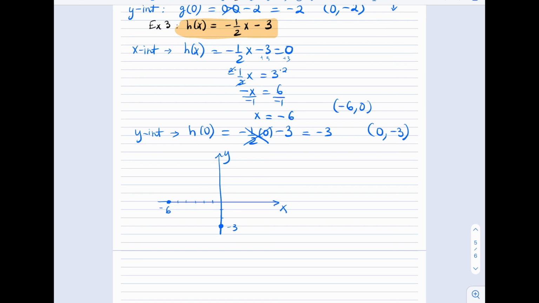And then all we have to do is just connect those 2 points, and that will give us the graph of the function negative 1/2 x minus 3.